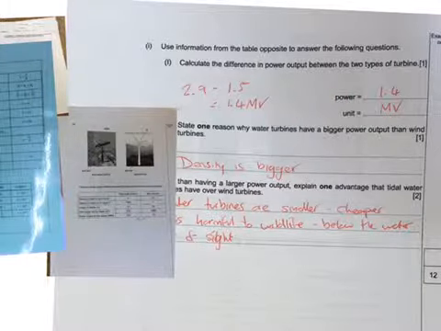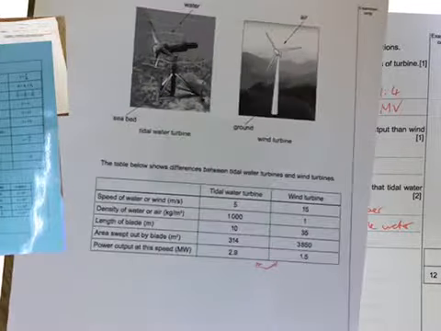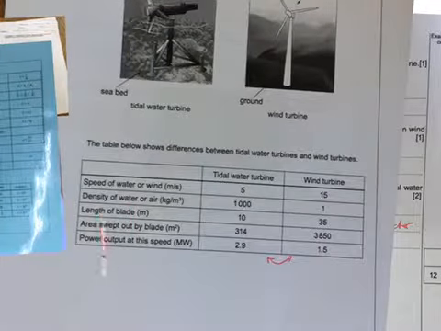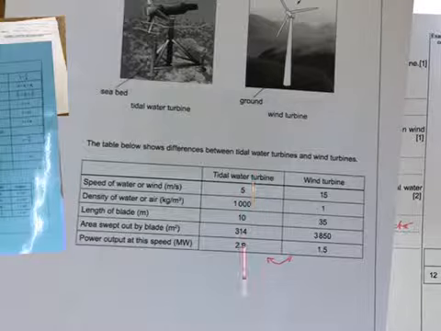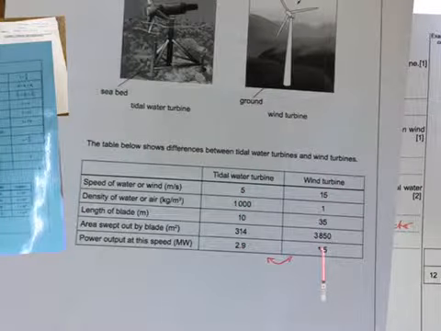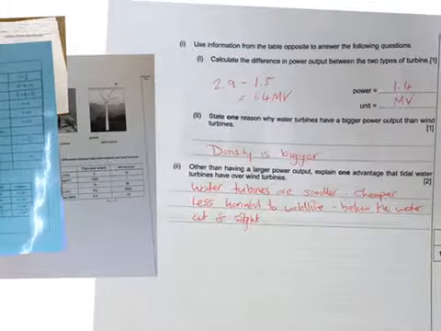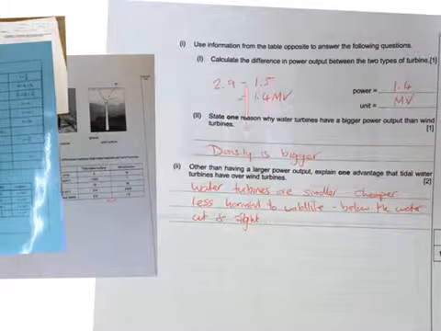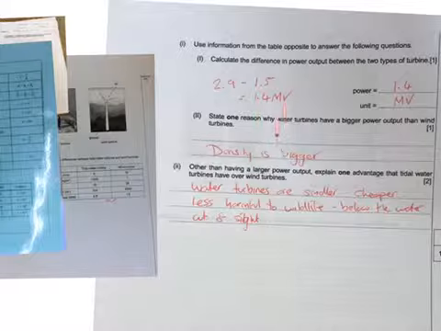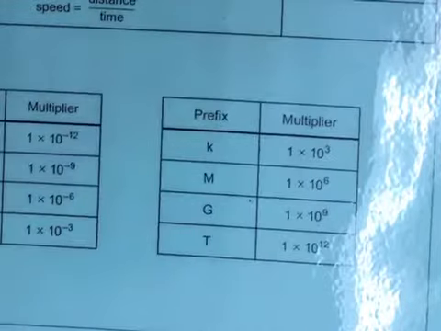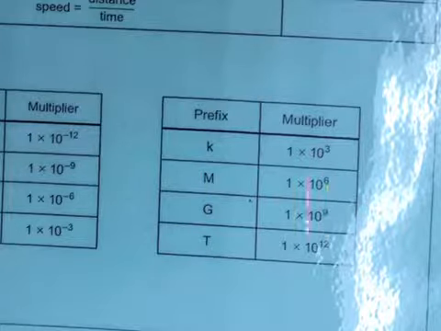So the power output is there. The tidal is 2.9 and the wind turbine is 1.5. So literally the difference is just the big one take away the small one. So we've got 1.4 megavolts. And if we look at the front there, there's your mega, so it's going to be 1 with 6 zeros, so that's 1 million.